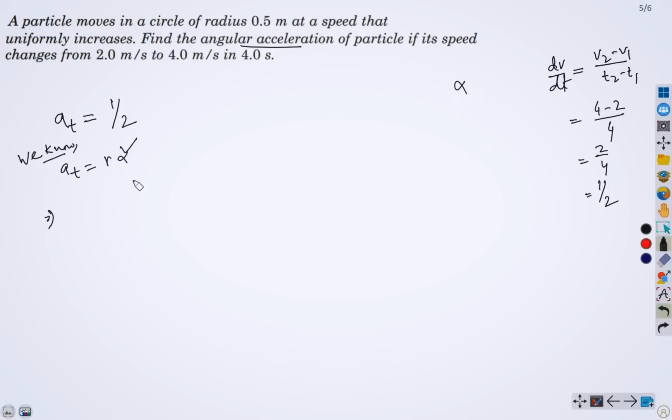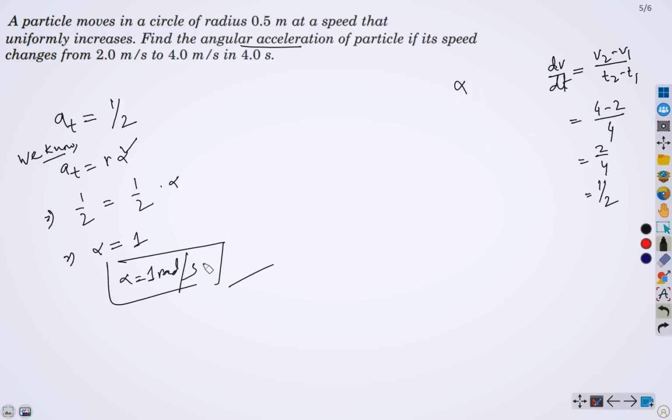Okay, so we have evaluated AT, which is half, and here R is half times alpha. This gives us alpha equals 1. Therefore, the angular acceleration is 1 radian per second. Okay, alpha equals, yes, sorry, it would be second square because it is acceleration.